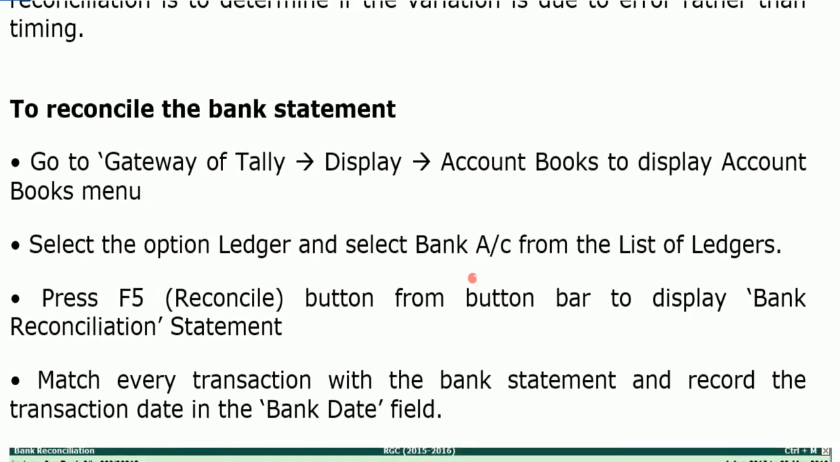How can we take BRS in Tally? Go to Gateway of Tally, Display, Account Books to display the Account Books menu, then select the ledger, then select the bank account from the list of ledgers. This is one method. Or you can directly go to Account Books, Bank or Cash Book option, and then in the bank book we can press F5, that is the Reconcile button from the button bar, to display the bank reconciliation statement.